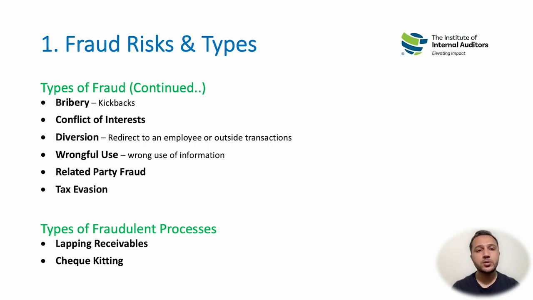Wrongful use is wrong use of information, wrong use of any of the company assets. Related party fraud is when you are the company and you have subsidiaries and associates, and they deal with the parent company in a transaction that is not at arm's length. It means you are a company manufacturing certain things, and then you have a company that has fleets, a transportation company. So you charge either over the market or under the market, just to show either more expenses or fewer expenses.